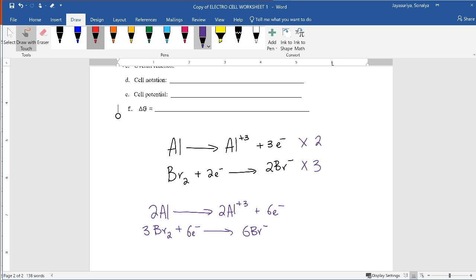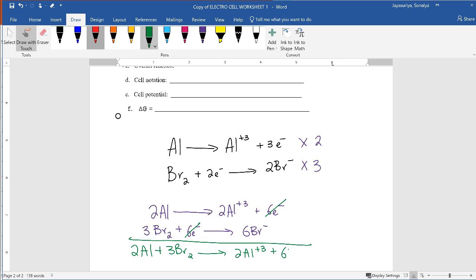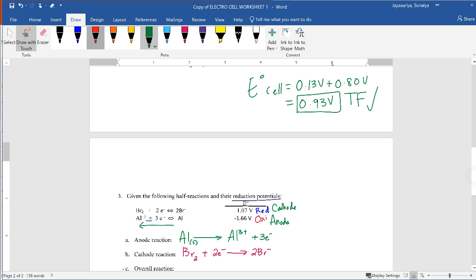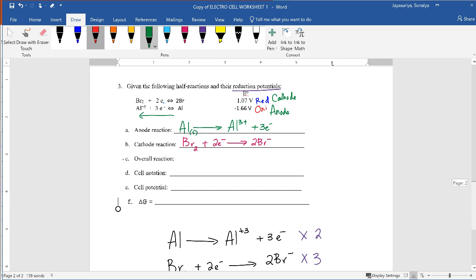6Br minus. Okay, so let's get our overall equation here. 6 electrons on the product side, 6 electrons on the reactant side. They will cancel out. So on the reactant side, we have 2 aluminum plus 3Br2 going to 2 aluminum 3 plus plus 6 bromide minus 1. So charges are balanced, numbers are balanced. On the reactant side, there is 0 charge. On the product side, there is 2 times plus 3, which is plus 6, and 6 times the negative 1, negative 6. Plus 6 and negative 6 balance out. And that is our overall equation, okay?